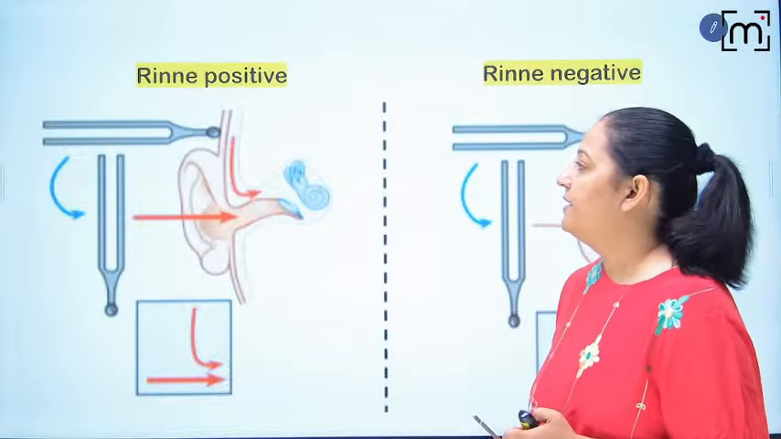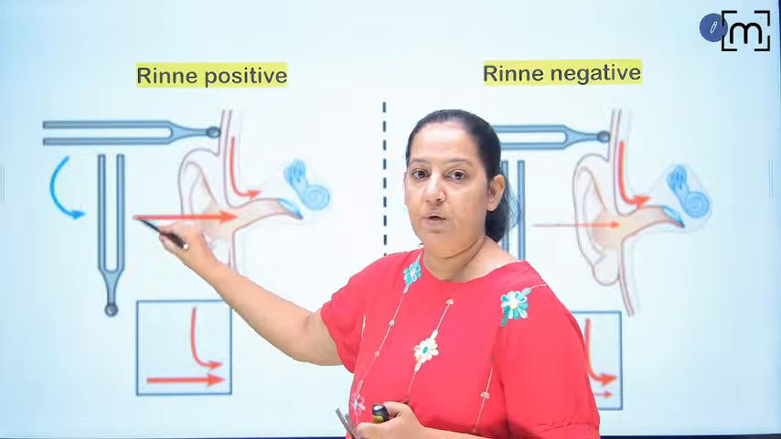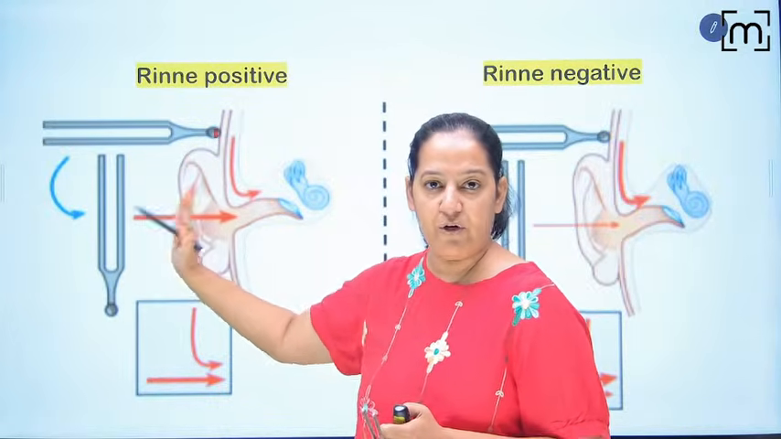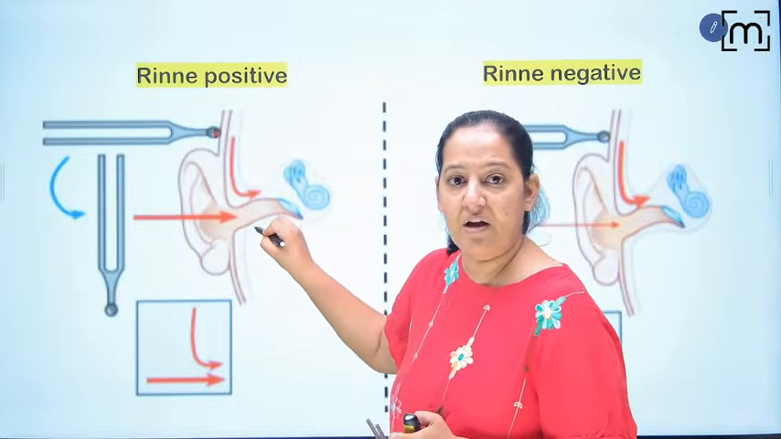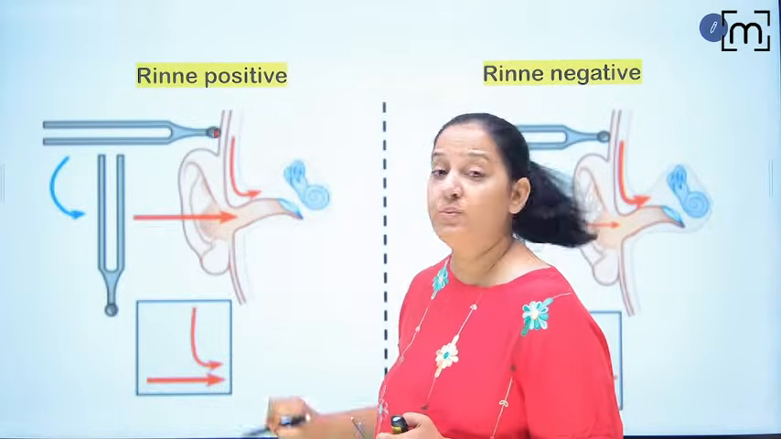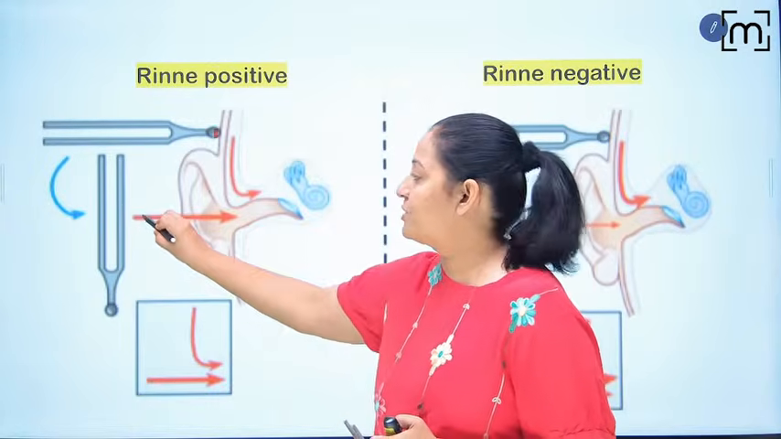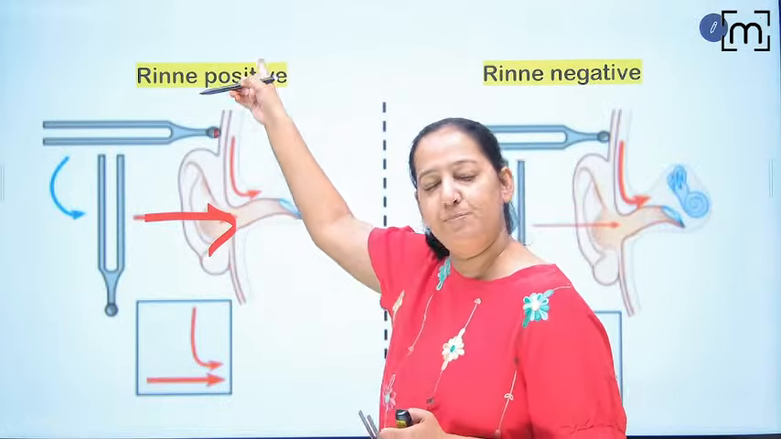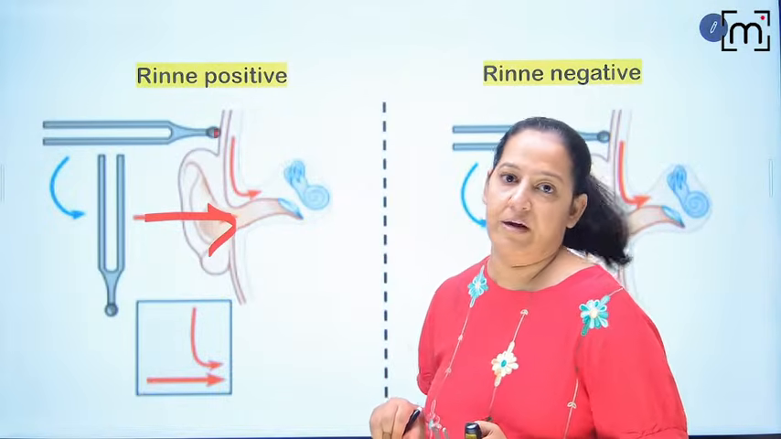You can see this is BC, this is AC. Here we are directly activating the mastoid, and here we are keeping it in front of the ear for AC. So you see the two red arrows. Which one is thicker, AC or BC? Here AC is thicker, BC is thinner. I mean AC is longer and BC is smaller. This is positive Rinne. It is seen in sensory neural deafness.